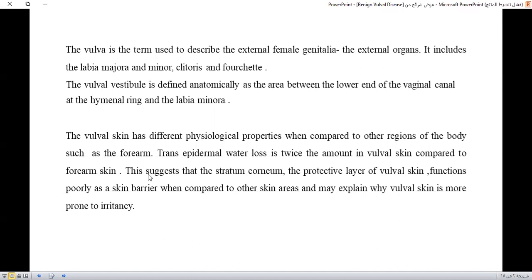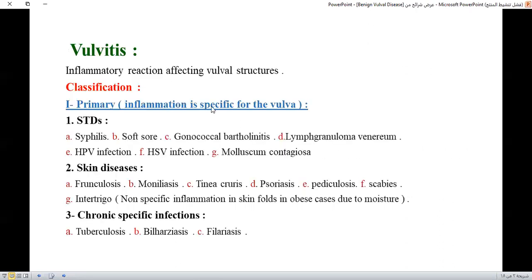Vestibule is an area between the lower end of the vaginal canal at the hymenal ring and labia majora. False, labia minora. Acute vulvitis is an inflammatory reaction specific to the vagina. False. Acute vulvitis is specific to the vulva. If it were specific to the vagina, we would say vaginitis.